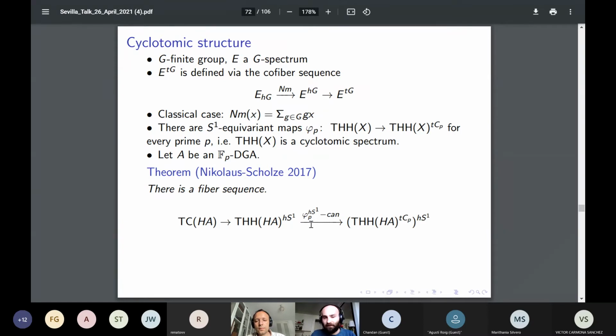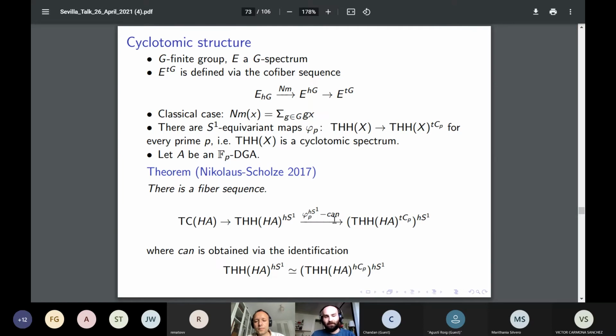The map phi_p^{hS1} denotes the map that we obtain from phi_p by applying the homotopy fixed points functor, and can is the map that you obtain by identifying S1 fixed points as first taking Cp fixed points and then S1 fixed points. And you always have a map from Cp fixed points to the Tate construction, just from the definition of the Tate construction. So this is equivalent to this, and then you can map canonically into here.